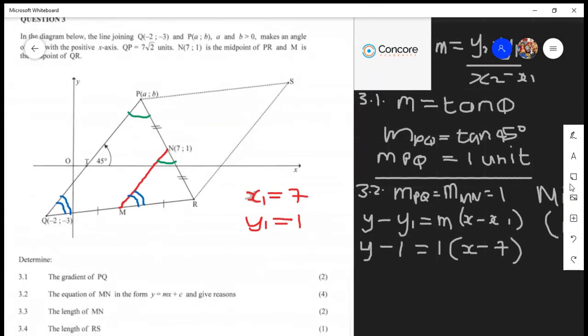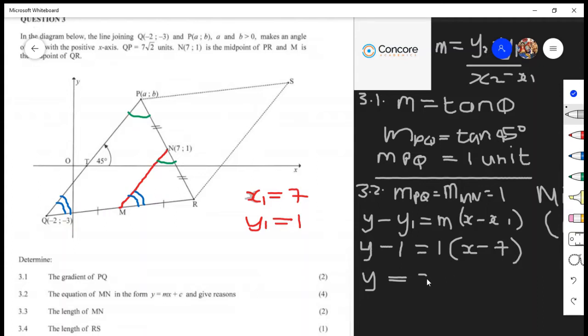So now we need to simplify this into the form y is equal to mx plus c. So we're going to have y is equal to, 1 times anything is still that same thing, so 1 times x is equal to x, and 1 times negative 7 is equal to negative 7. And transpose the negative 1 to the right side, and you get positive 1. And you will therefore be left with the equation of line MN is equal to x minus 6. Does everyone understand before we move on to the next question?